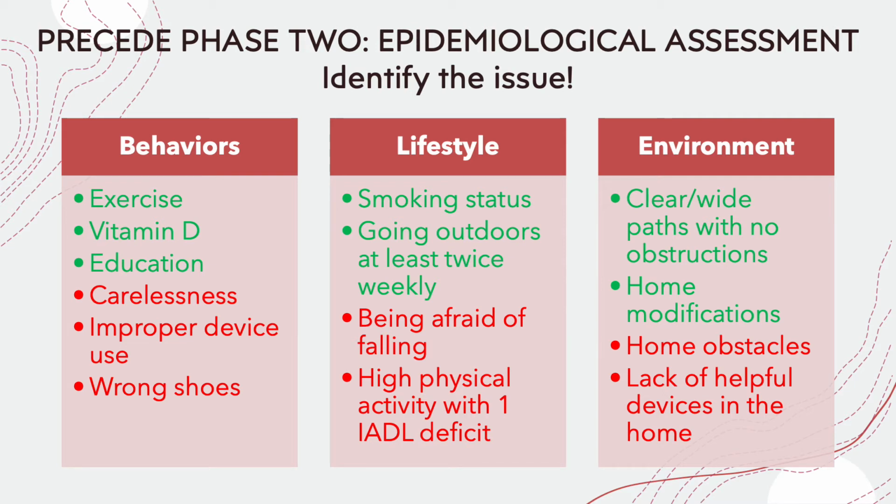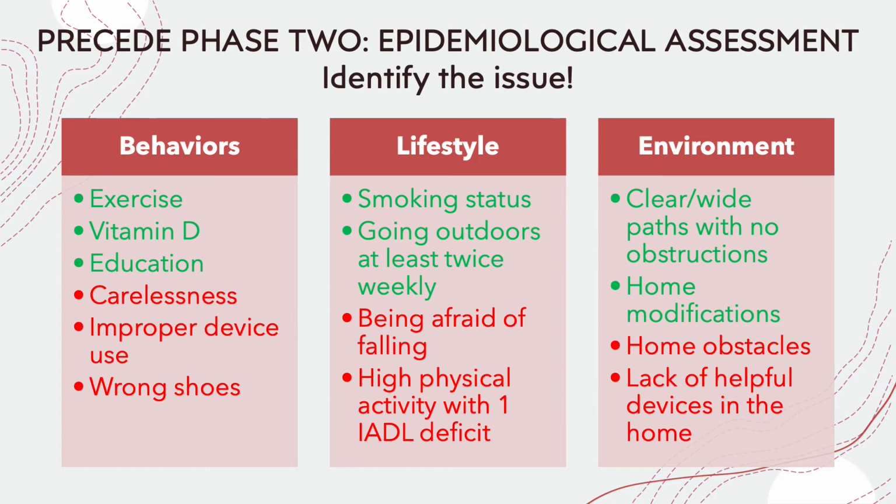And then we have risky environmental factors, which include home obstacles such as a frayed rug or just things in the way that can cause tripping. And then just that lack of helpful devices in the home. So not having a shower chair, not having handles in slippery areas like the bathroom or the kitchen to help keep that balance.